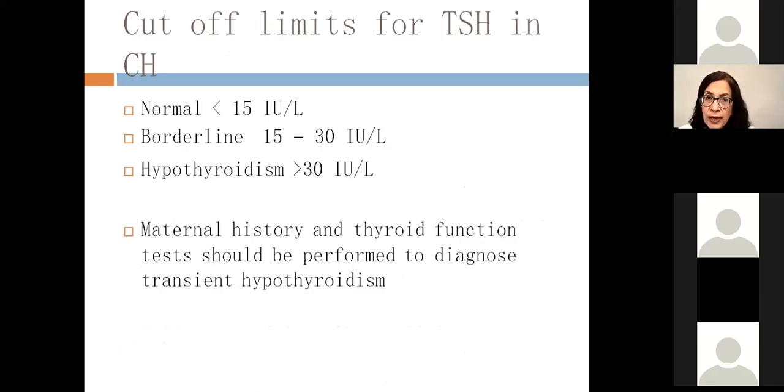Cutoff limits for TSH: normal less than 15, borderline 15 to 30, hypothyroidism greater than 30. Maternal history and thyroid function tests should be performed to diagnose transient hypothyroidism. Now remember this: normal less than 15, borderline 15 to 30, hypothyroidism greater than 30. These are the levels for day 3 of life of the baby.